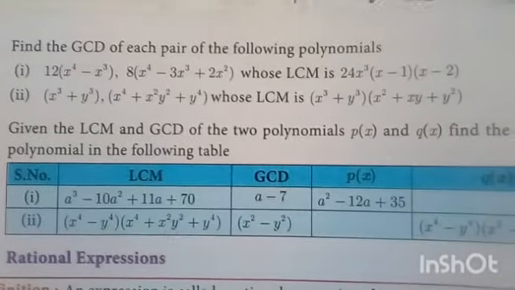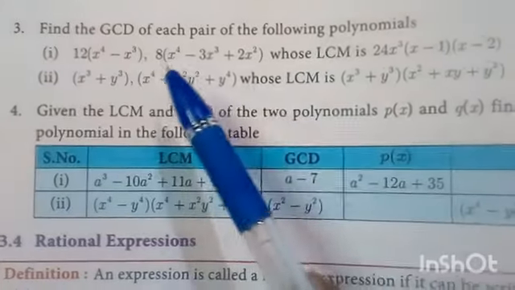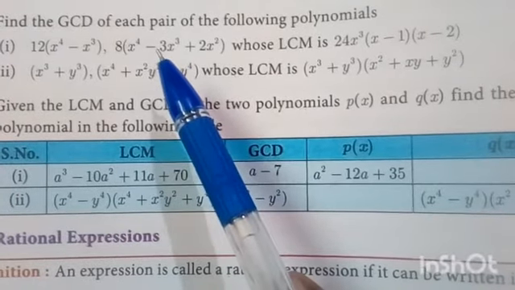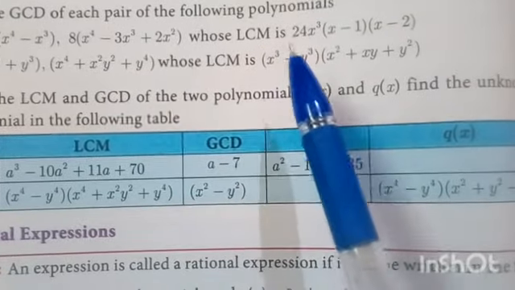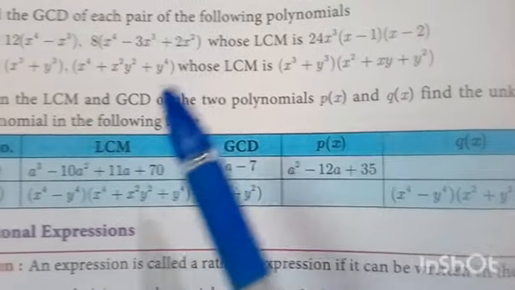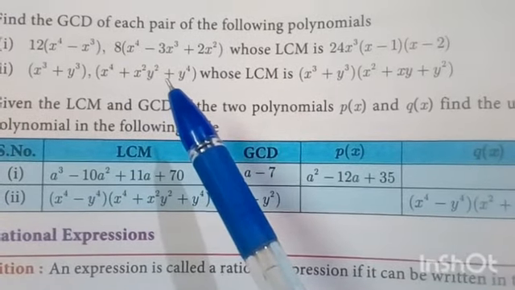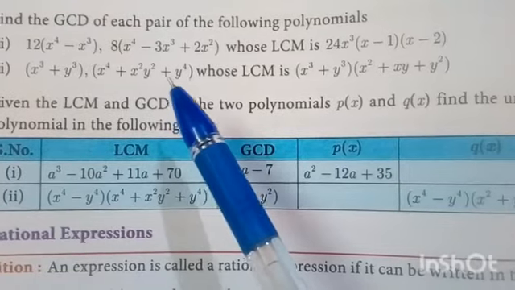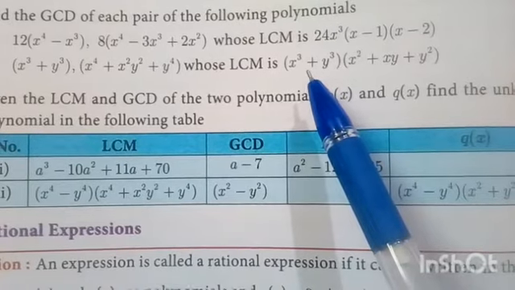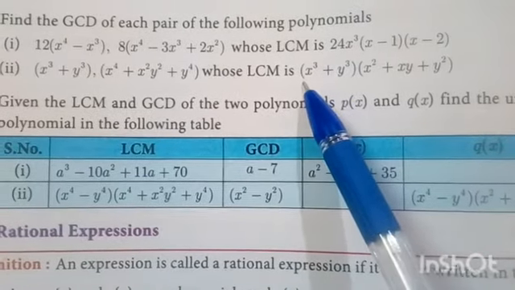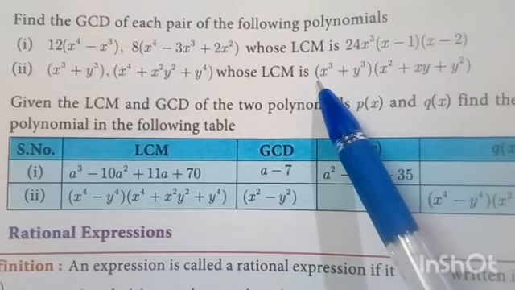Next, third question: find the GCD of each pair of the following polynomials. First, f of x is 12x power 4 minus x cube. Second, g of x is 8 into x power 4 minus 3x cube plus 2x square, whose LCM is 24x cube into x minus 1 into x minus 2. The second problem: x cube plus y cube, and another expression, x power 4 plus x square y square plus y power 4, whose LCM is x cube plus y cube into x square plus xy plus y square. We want to find the GCD. The formula, you know, is GCD equal to f of x into g of x by LCM.